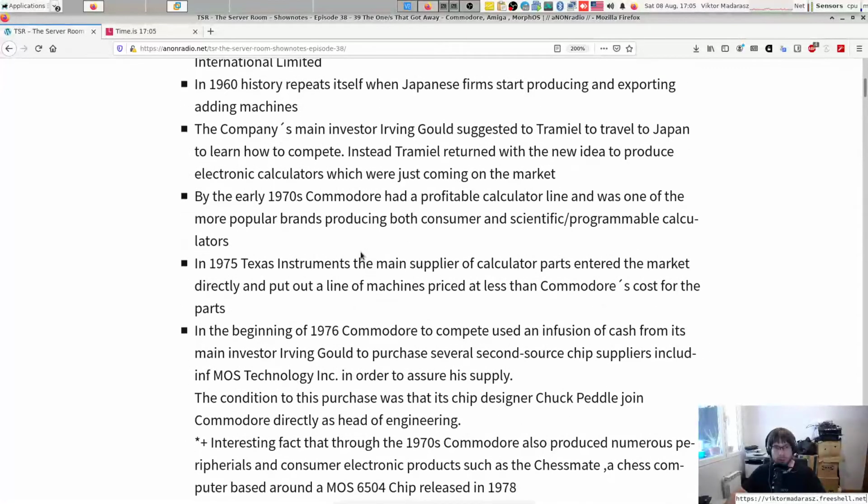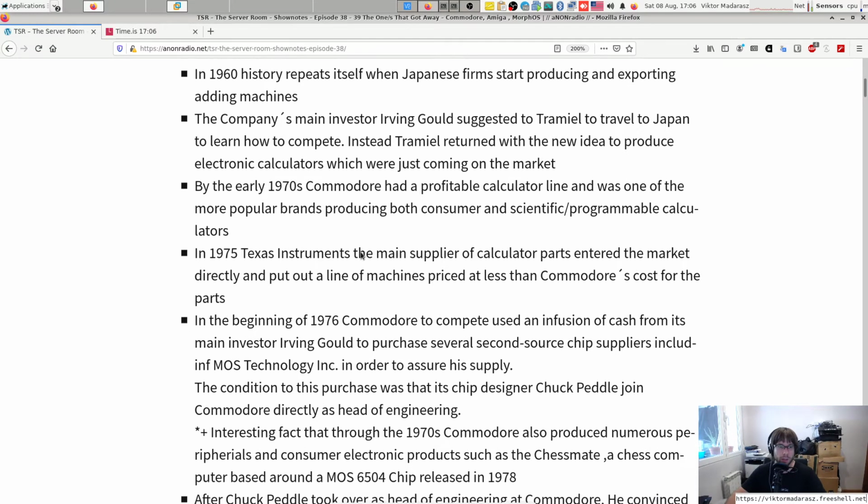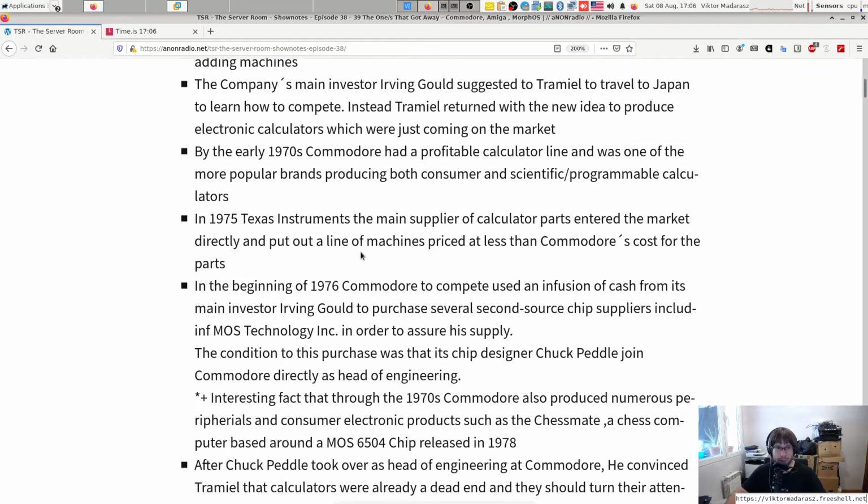By the early 1970s, Commodore had a profitable calculator line and was one of the more popular brands producing both consumer and scientific programmable calculators. In 1975, Texas Instruments, the main supplier of calculator parts, entered the market directly and put out a line of machines priced at less than Commodore's cost for the parts.